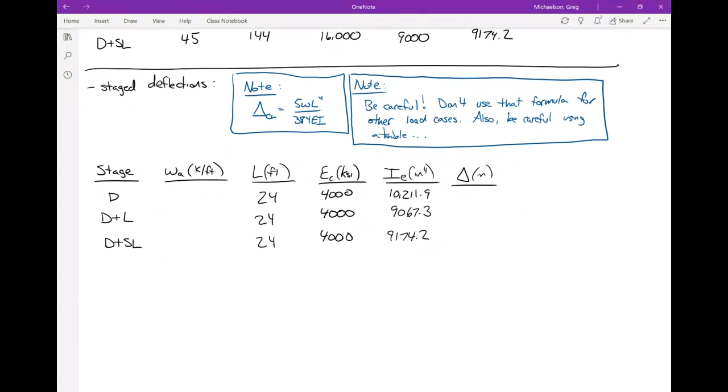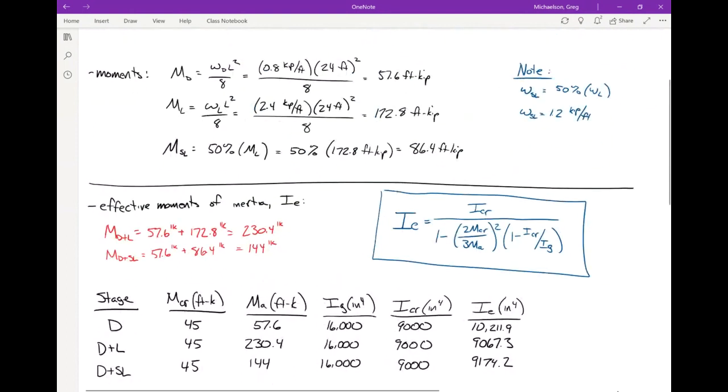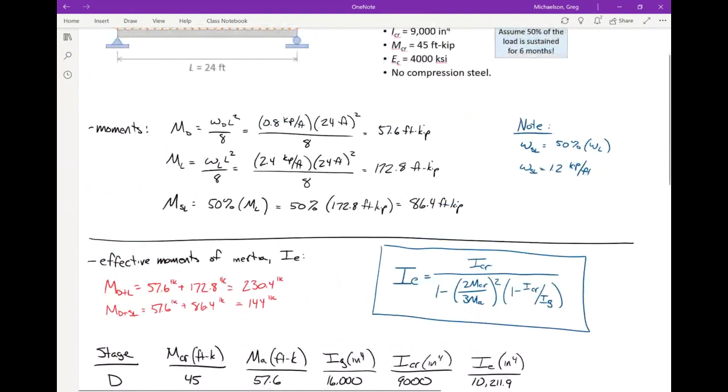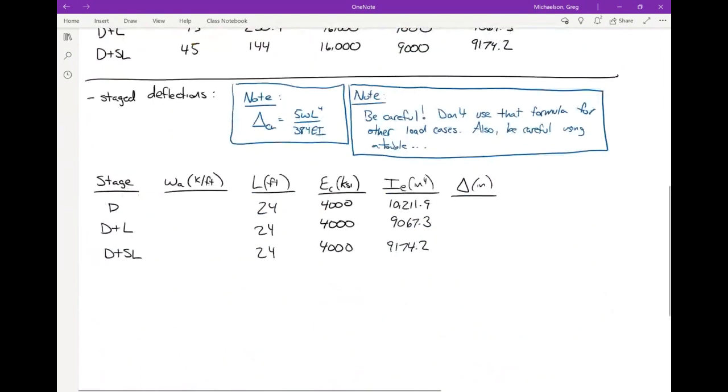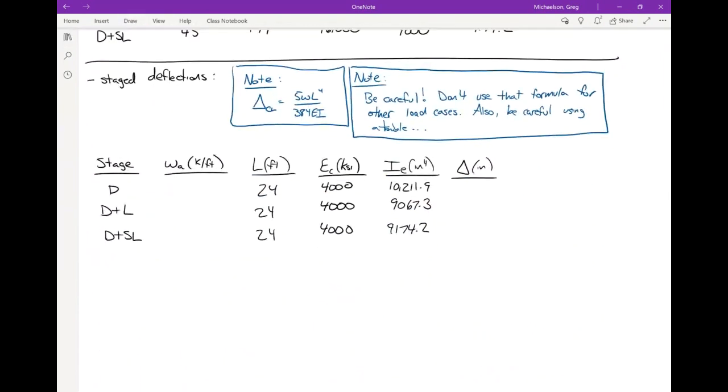Now the distributed loads. The distributed loads are in kips per foot. If you remember at the very top of the problem, I did this over here on the right. So the dead load is 0.8 kips per foot. But see how I have the live load and the SL over here? So maybe I'll put this over here. So W dead is 0.8. W live is 2.4. W sustained live is 1.2. So just writing that so I don't have to keep going back and forth.